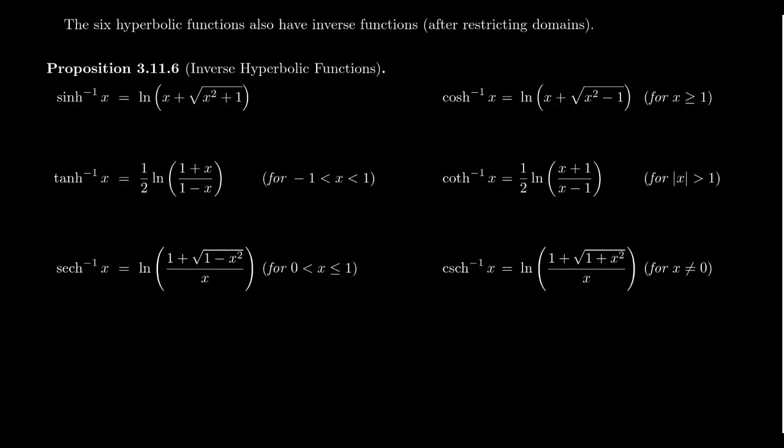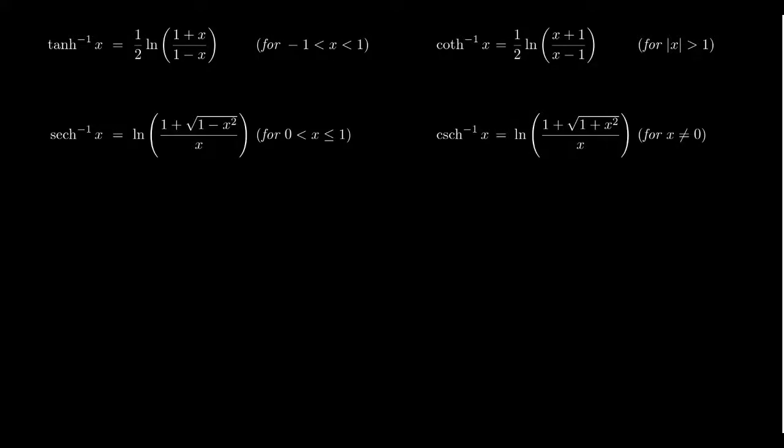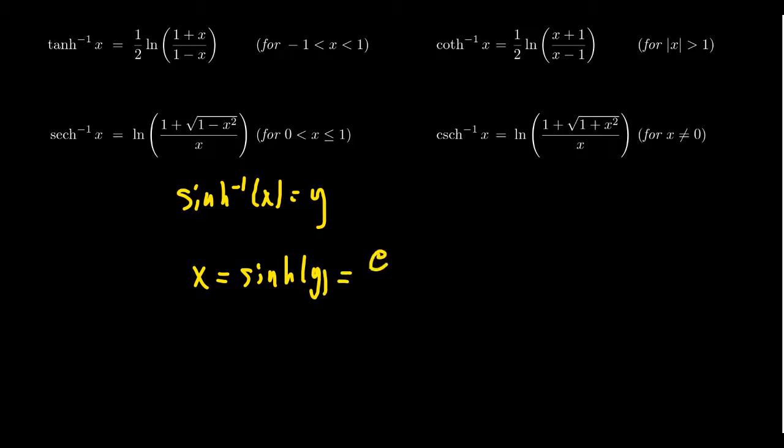Let's carry this on below. If sinh inverse of x is equal to y, by the inverse function property, this tells us that x is equal to sinh of y, which if we apply the definition, we're going to get e to the y minus e to the negative y all over 2. And then we can try to solve for y in this situation. Times both sides by 2, we get 2x equals e to the y minus e to the negative y. Now we're going to move everything to one side of the equation. So we're just going to subtract the 2x from both sides.